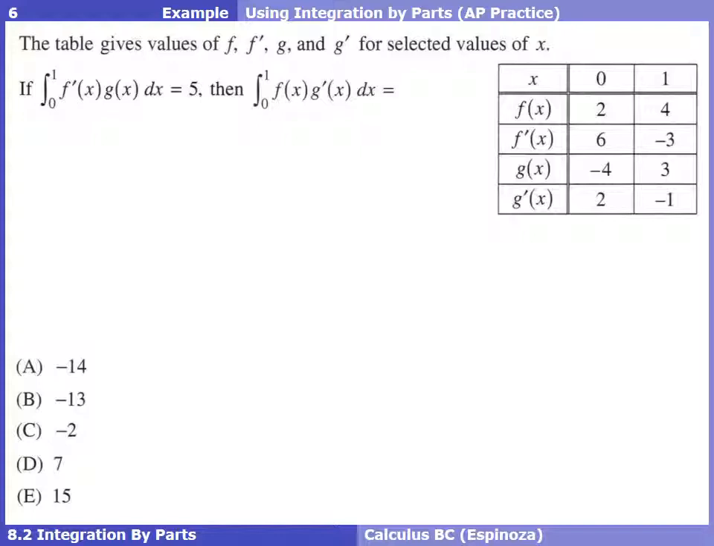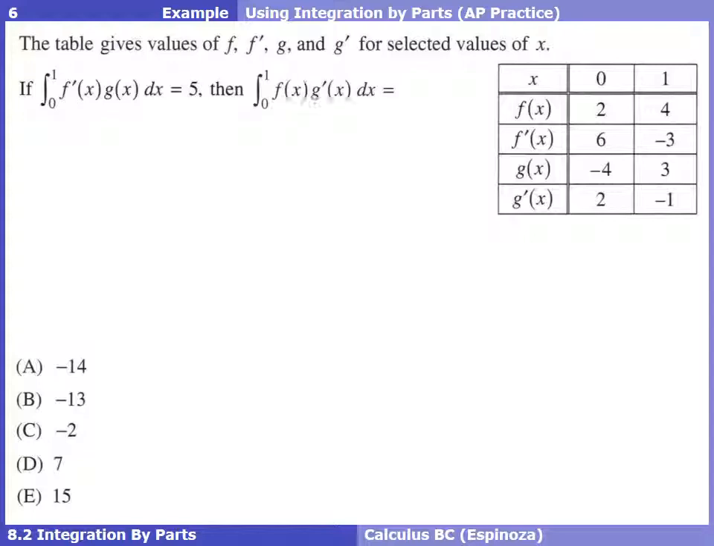So we're given this table of values here. They give us this little bit of information, but we really don't need it right now since we don't know how it's going to play a part. The main thing we should be focusing on is this, since that's the problem that we're trying to figure out. And you'll notice we're taking two functions and multiplying them times each other, and there is no obvious u substitution that we can use here.